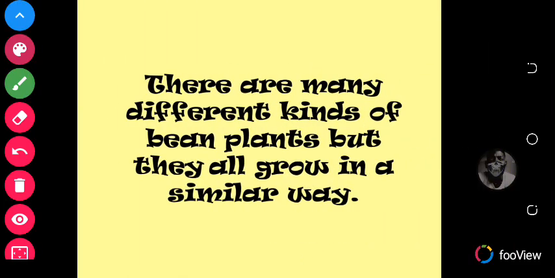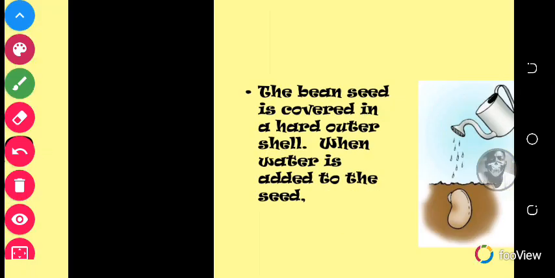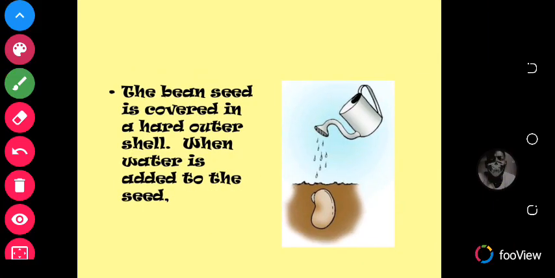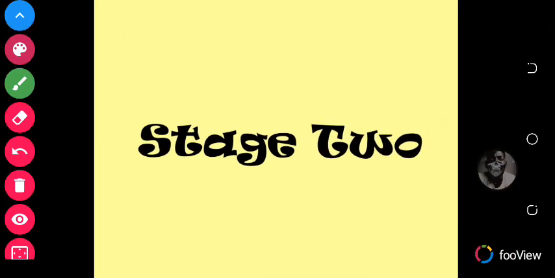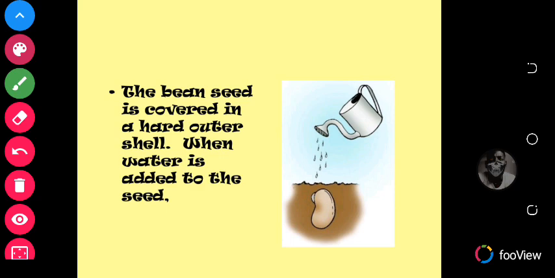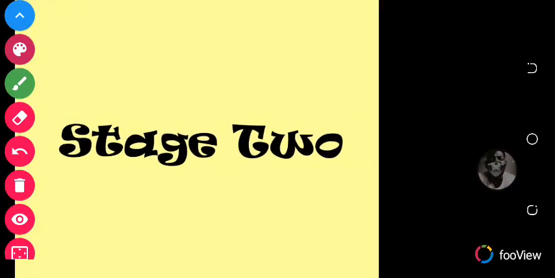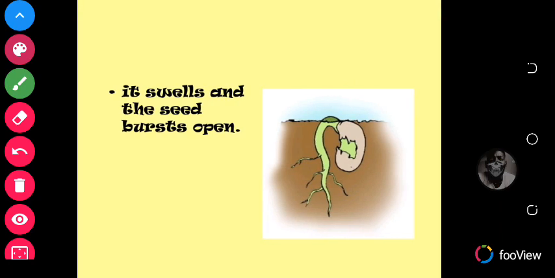So there are many different kinds of bean plants, but they all grow in a similar way. Stage 1. The bean seed is covered in a hard outer shell, and water is added to the seed. So you realize that watering is a very important aspect when it comes to germination of seeds. Stage 2, it swells and the seed bursts open.